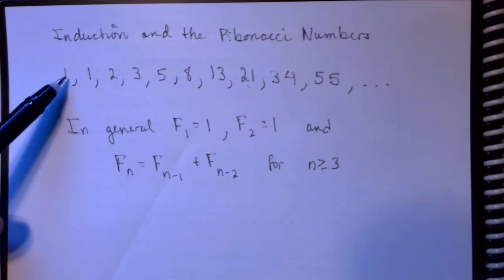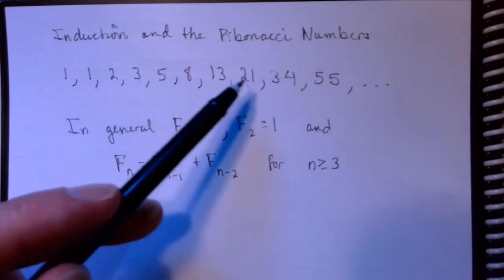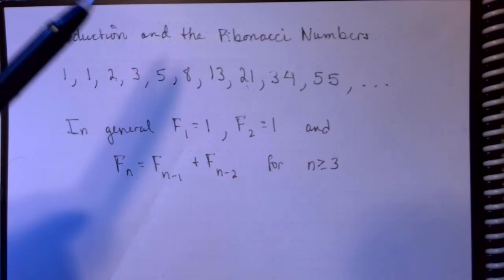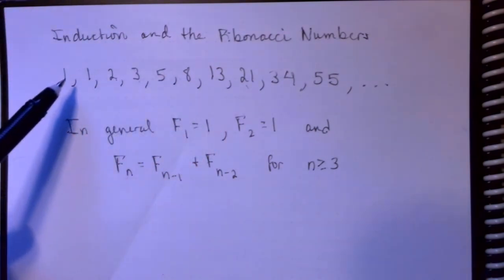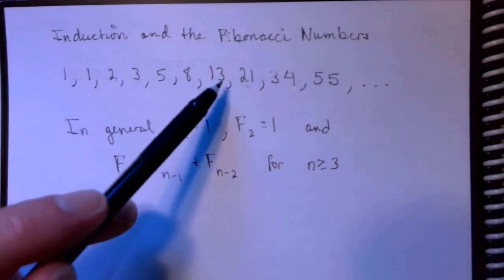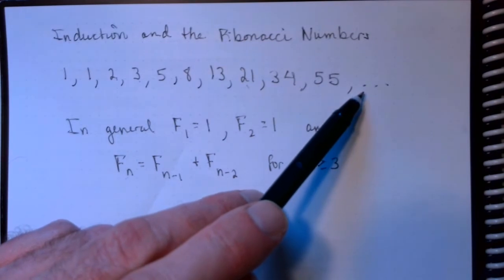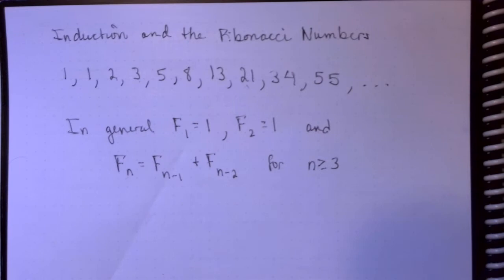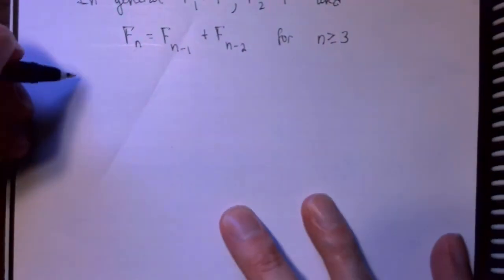Okay, now, there are lots of things we might notice about the Fibonacci sequence. One thing you can notice right away: odd, odd, even. Odd, odd, even, odd, odd, even, odd, odd, even. So the next one here would be 89, and then 55 plus 89 would give me an even. So it looks like every third Fibonacci number is even. So let's see if we can prove that. Okay, so that's our claim.